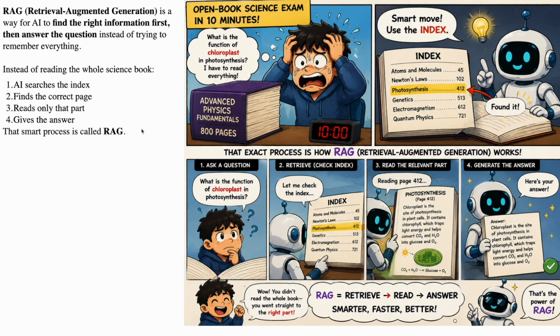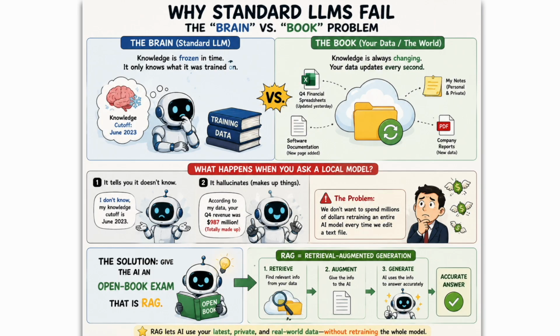Now let's understand the definition of it. RAG, retrieval augmented generation, is a way for AI to find the right information first, then answer the question instead of trying to remember everything. Now, you might get a question: why can this not be done by using LLMs? We have many LLMs, right? Why is this RAG concept involved now? Why do we need to build a separate project or separate software or separate logic for this particular RAG? You can simply say, okay, I can ask the questions to an LLM and it can provide the answer.